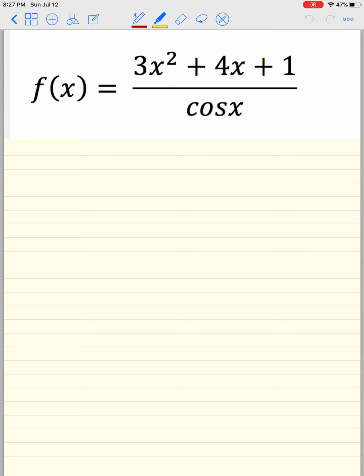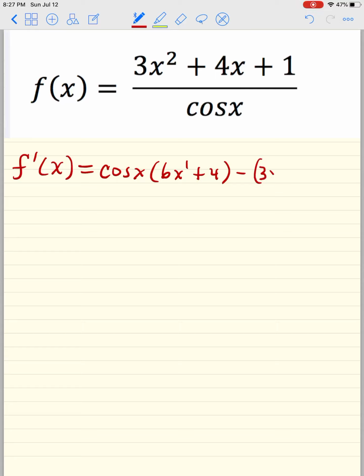All right, here's our third question. You guys should probably press the pause button and see if you guys get what I get. Let's find the derivative. It's a quotient rule. We're going to keep the bottom. Derivative of 3x squared is 6x to the first. The derivative of 4x is just 4. So keep the bottom, derivative of the top, minus keep the top, derivative of the bottom.